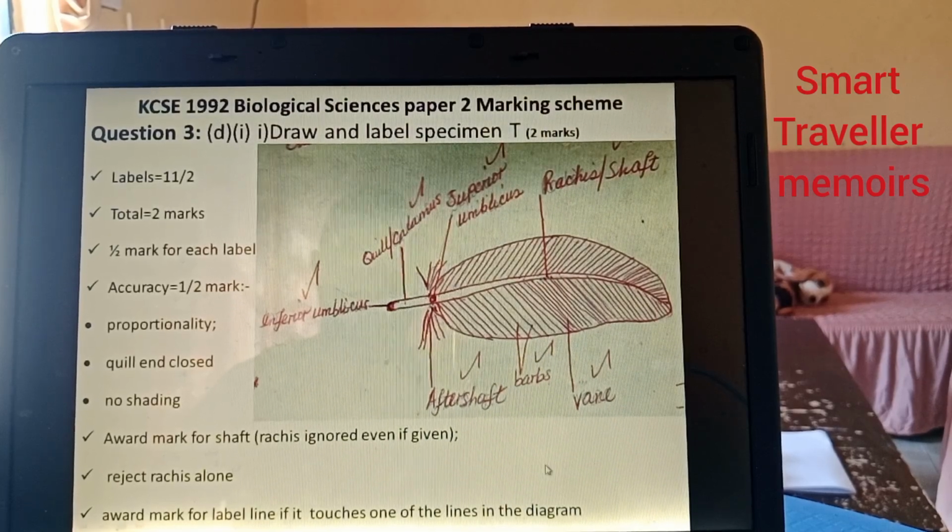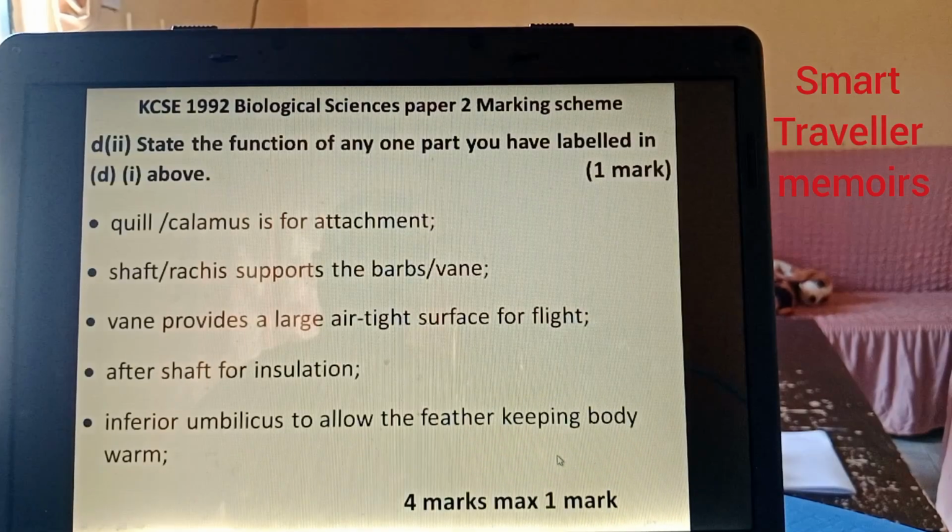There are some rectifications I was making there. D. State the function of any one part you have labeled in D1 above. Quill or calamus is for attachment. Shaft or rachis supports the barbs or vane. Vane provides a large airtight surface for flight. Afterfeather for insulation. Inferior umbilicus to allow the feather keeping body warm. 4 marks, maximum 1 mark.